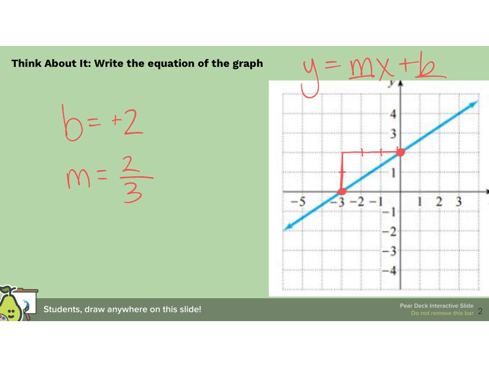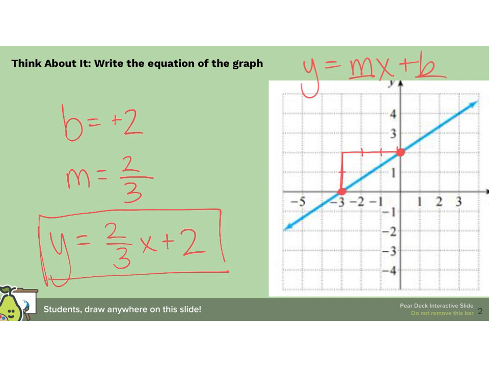So if I plug this into slope-intercept form, which is y equals mx plus b, I'm just going to replace m and b with their proper numbers. So y equals m is 2/3. Don't forget the x. And b is +2. So the equation of this line is y equals 2/3 x plus 2.